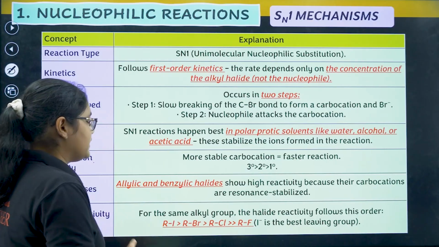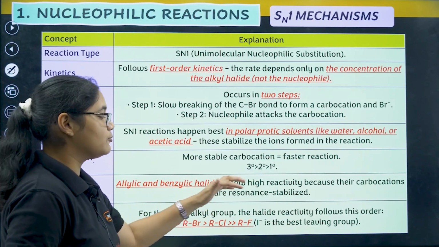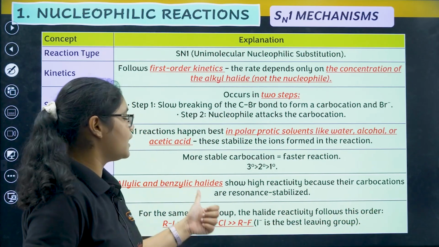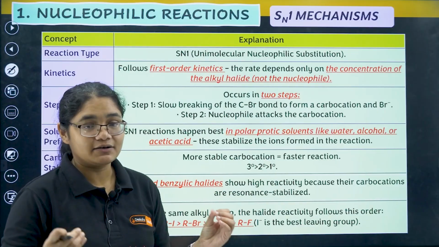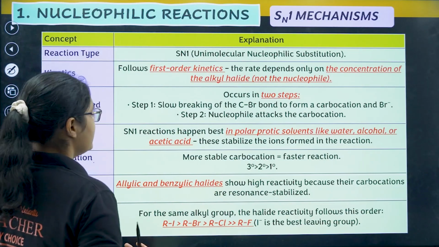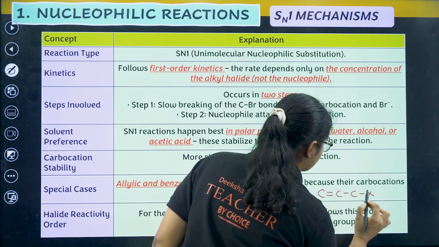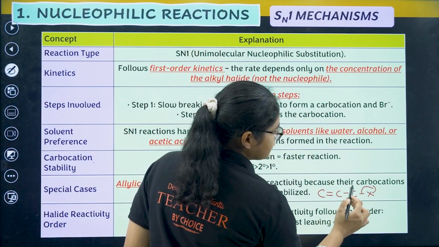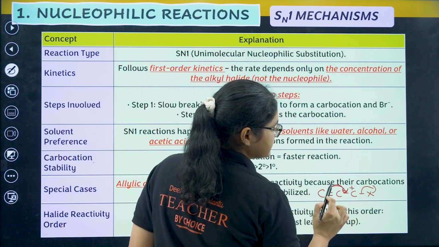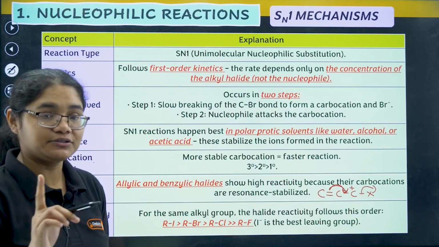Next we have some special cases also. If allylic or benzylic halides are there, their carbocations are much more stabilized due to resonance. That is why they will also undergo faster SN1 reaction. Now let me explain this part. If I have an allylic halide, X will go out, so a carbocation will form, and now this carbocation is stabilized due to resonance. So allylic carbocations are very stable and undergo SN1 reactions easily.